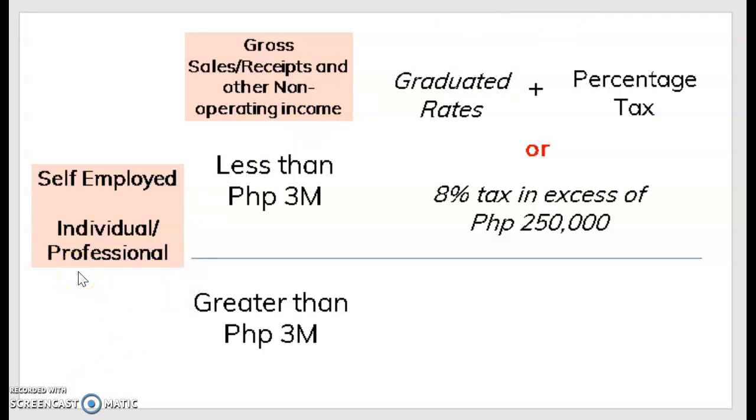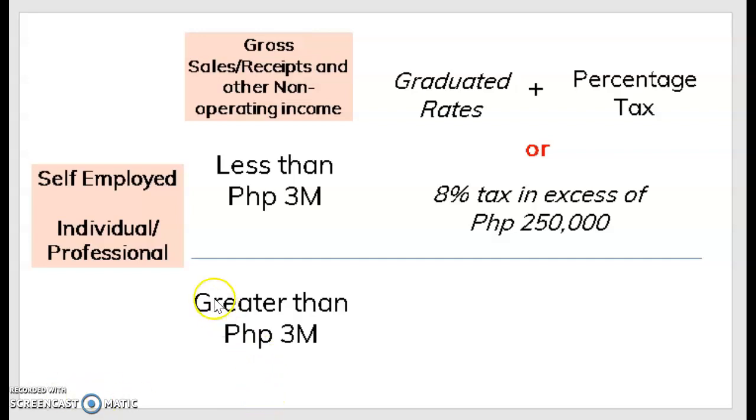Now, if an individual does not exceed the threshold, certain types of individual taxpayers are still unqualified to choose the 8% income tax rate. Why? Because first, this option is not available to VAT-registered taxpayers and taxpayers subject to other percentage taxes. Second, this option does not apply to partners of general professional partnerships with respect to their distributive shares. And this point is extensively discussed and illustrated in the Revenue Regulation number 8-2018.